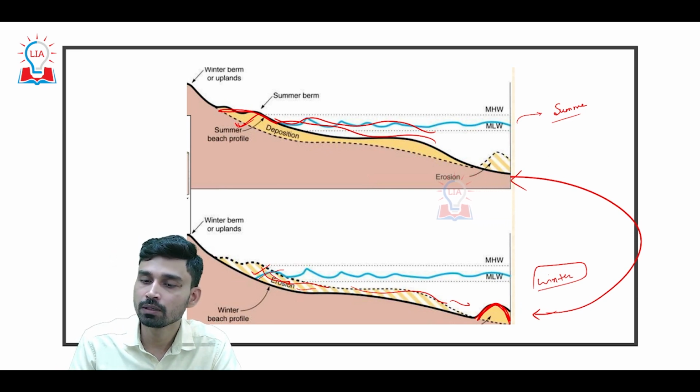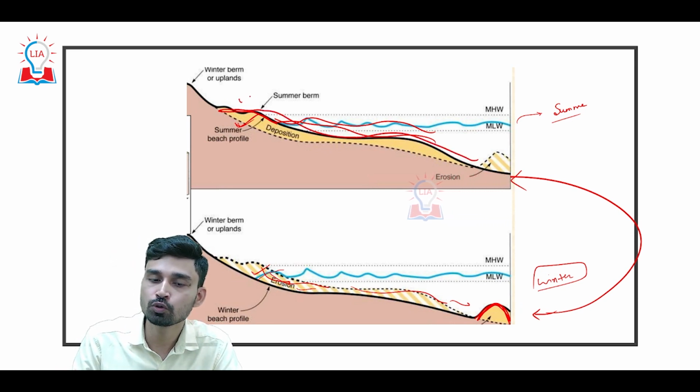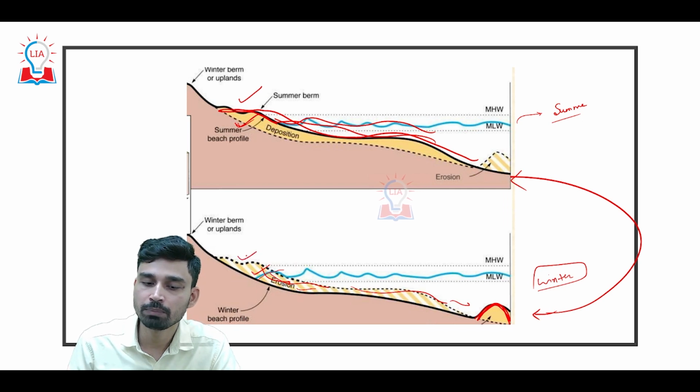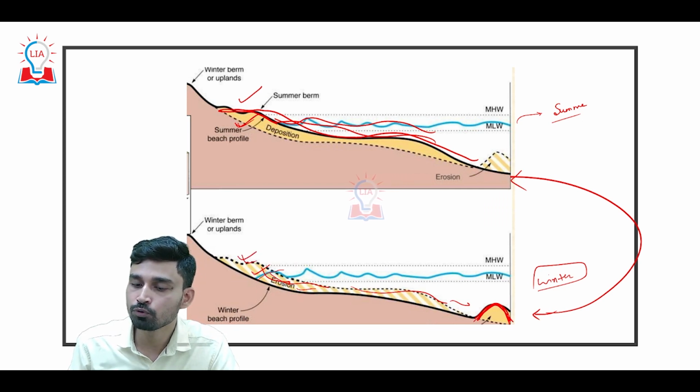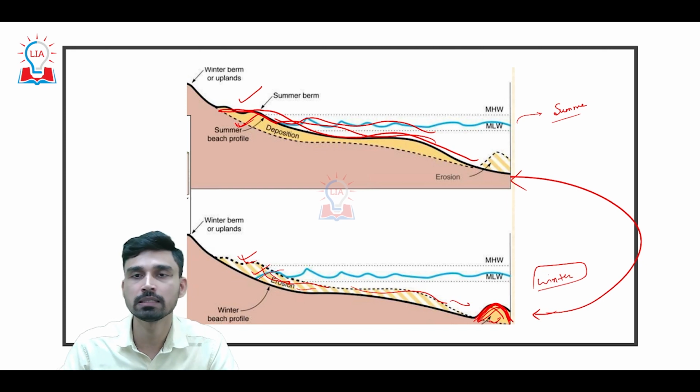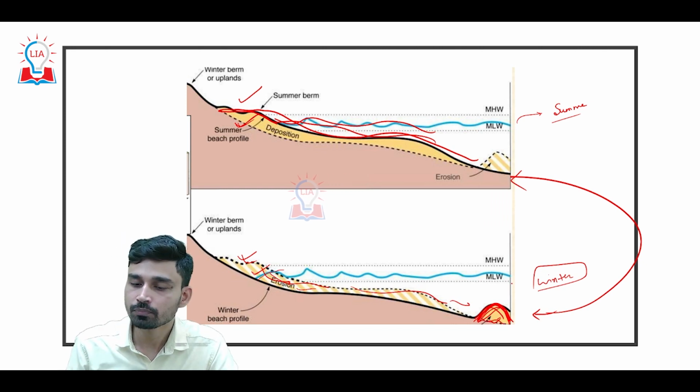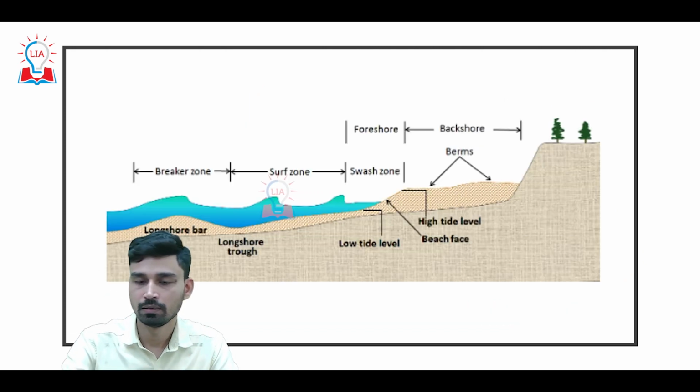In summer, the sediments are deposited near the coast, forming the beaches. In the winter, the beaches are further eroded and sediment is deposited away from the coast below the sea water, or we can say below the sea surface.